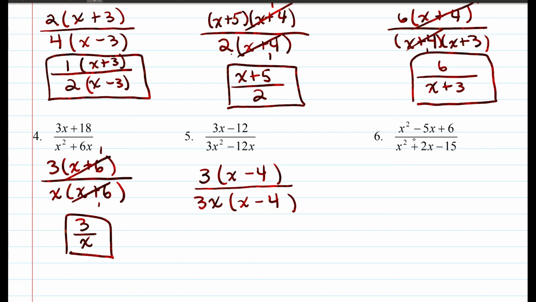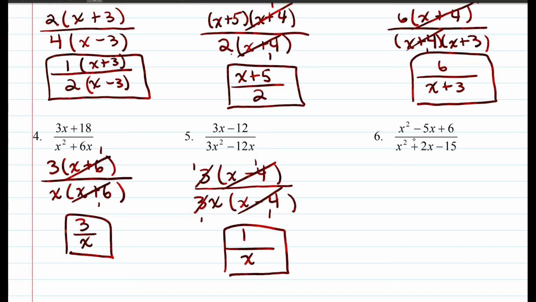Alright, now I look at it and I say things can cancel out, like the x minus 4's. Also, these 3's can cancel out. So we're left with, in the numerator, 1 times 1 is 1. X times 1 in the denominator is x. So 1 over x.